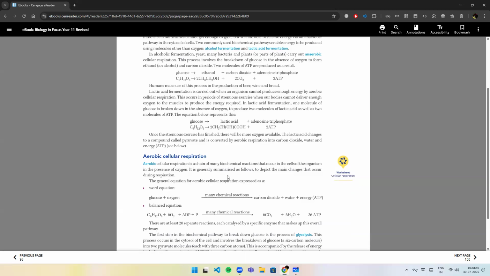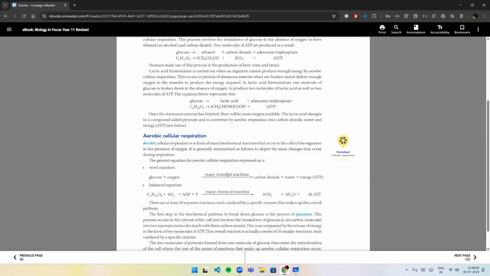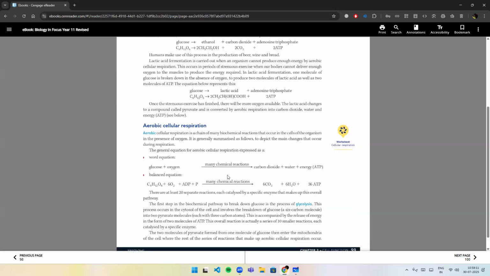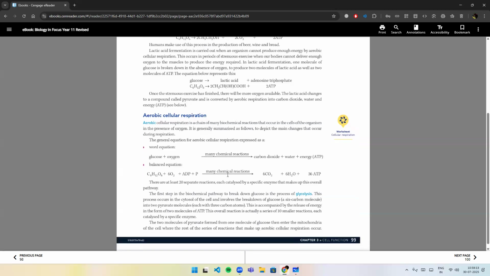Lactic acid fermentation is carried out when an organism cannot produce enough energy by aerobic cellular respiration. This occurs in periods of strenuous exercise when our body cannot deliver enough oxygen to the muscles to produce the energy required. In lactic acid fermentation, one molecule of glucose is broken down in the absence of oxygen to produce two molecules of lactic acid as well as two molecules of ATP.